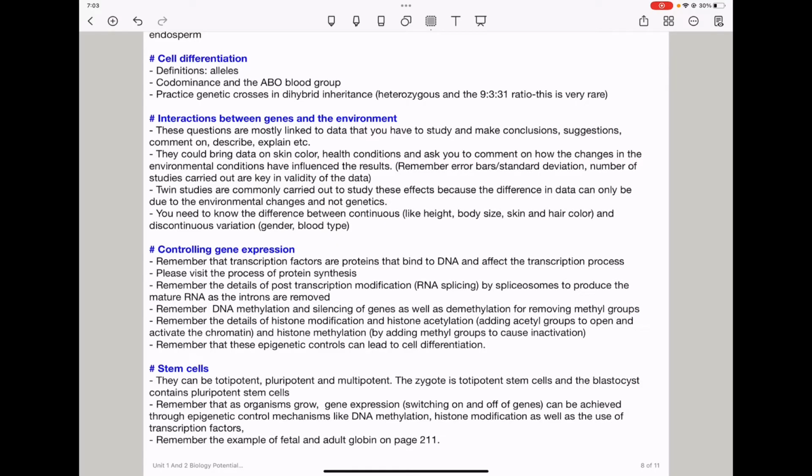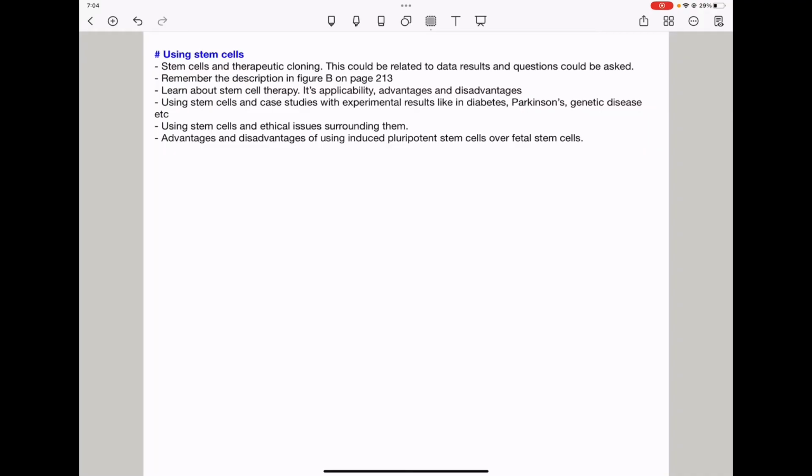through epigenetic control mechanisms like DNA methylation, histone modification, as well as the use of transcription factors. You also need to remember the examples of fetal and adult hemoglobin on page 211. Moving on to stem cells, questions can be asked about stem cells and therapeutic cloning. You need to remember the description in figure B on page 213 about that.